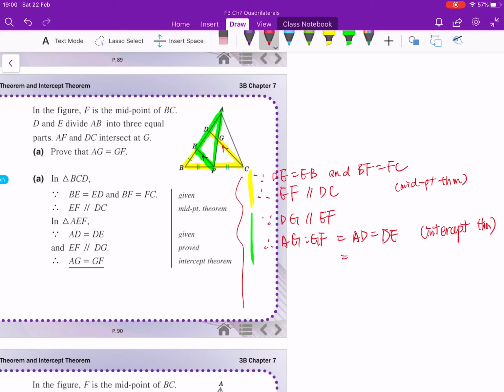Okay, AD, let me rewrite it, the colon should be 2 dots instead of 2 short lines. So AD equals DE means they are 1 to 1. So now you know that AG to GF is 1 to 1 as a result. This means AG equals GF. So the result is proved. Okay, so part A is finished. This is part A. So any problem?